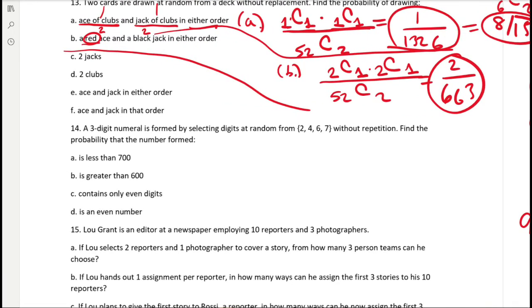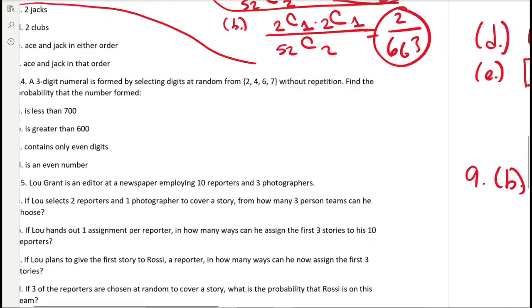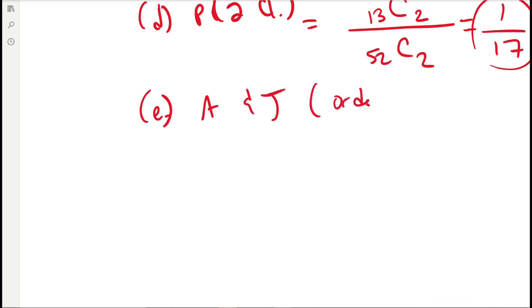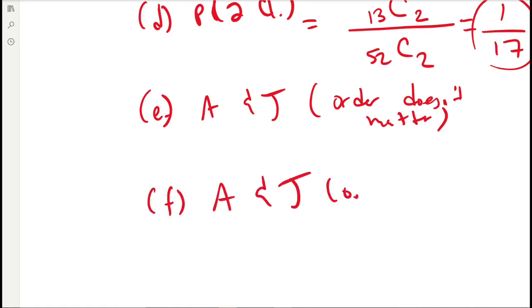Part E, we want an ace and a jack in either order. So in this case, ace and a jack, and it's going to be a combination because order doesn't matter. So ace and jack in either order, and F is ace and jack in that order. Okay. Ace and Jack. Order doesn't matter. Ace and Jack in that order.